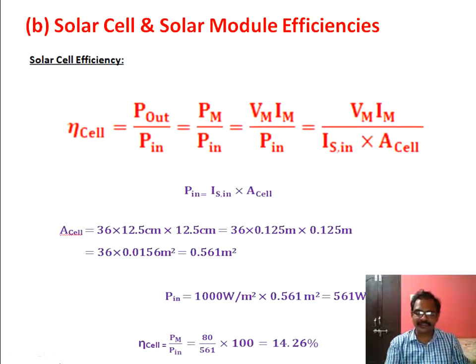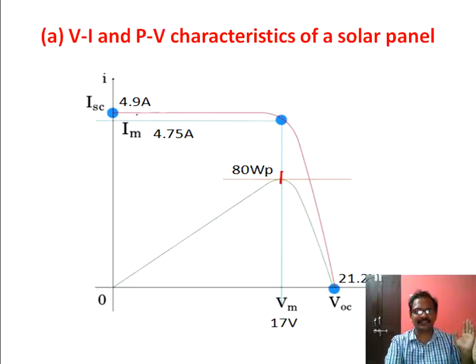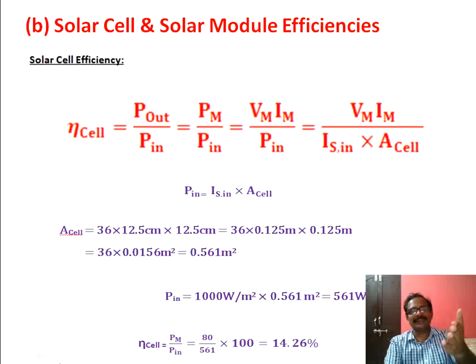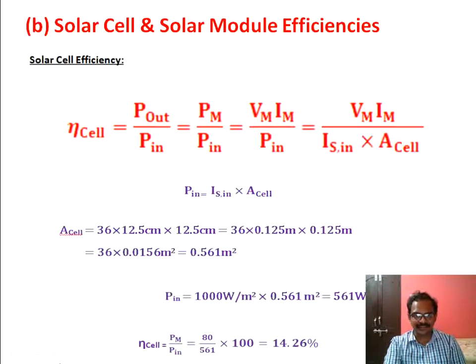P maximum is already given in the problem itself. From the specifications, what is P maximum? 80 watt peak. Maximum power is 80 watt peak. Therefore, PM is 80. Now we need to calculate P input. P input is solar radiation intensity into area of the cell. What is the solar radiation intensity given in the problem? 1000 watt per meter square. Therefore, P input uses 1000 watt per meter square.